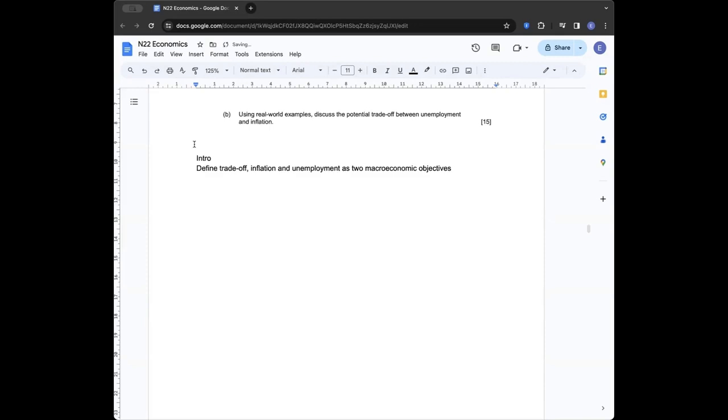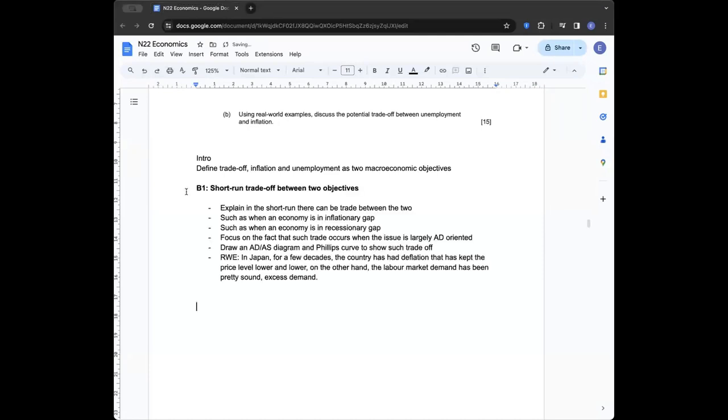My intro will define trade-off, inflation, and unemployment as two macroeconomic objectives. My body one will discuss the short-run trade-off between the two objectives.